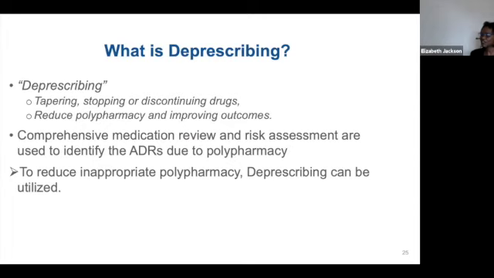Comprehensive medication reviews, as we saw, and risk assessment can be used to identify ADRs due to polypharmacy. And to reduce inappropriate polypharmacy, deprescribing can be utilized. Next slide, please.